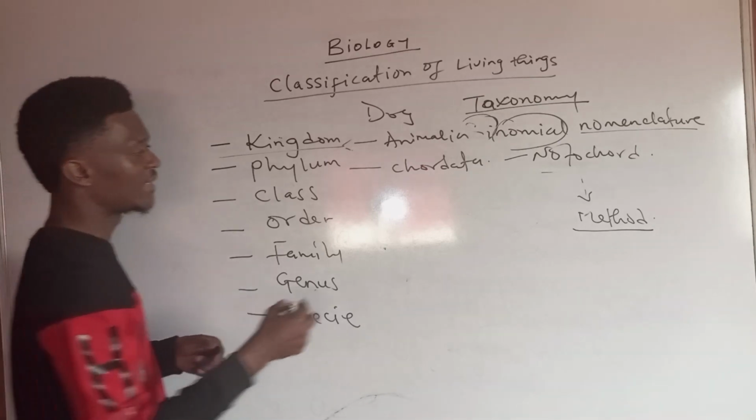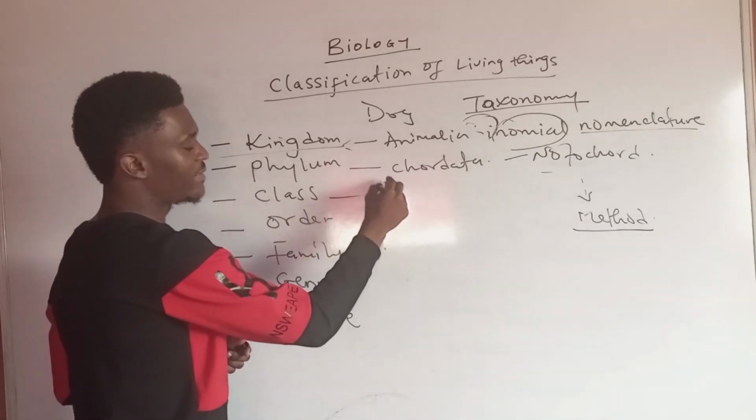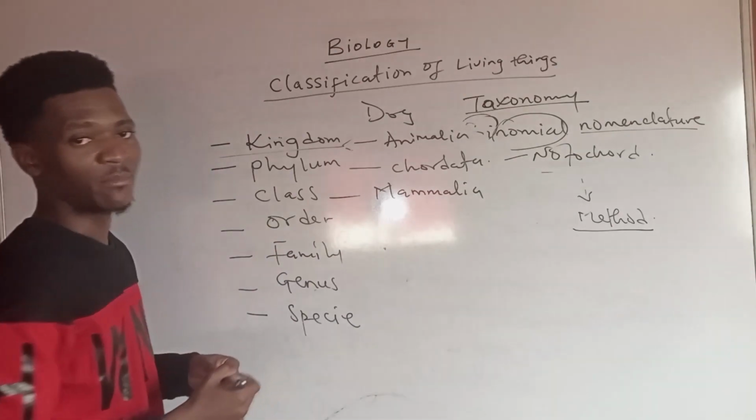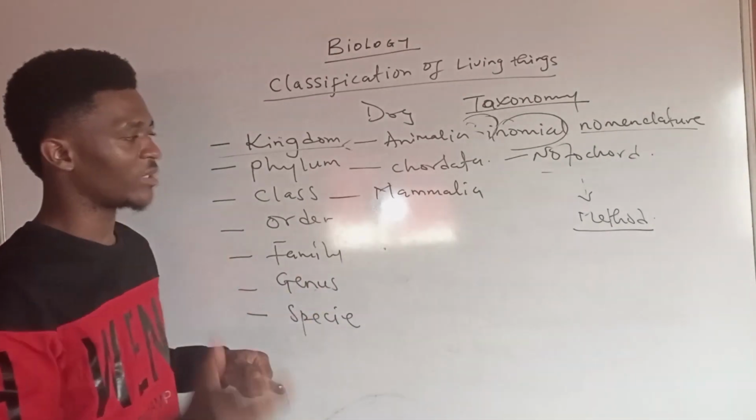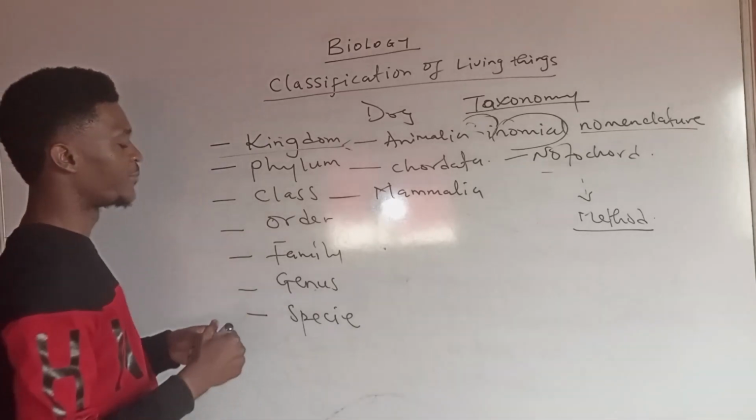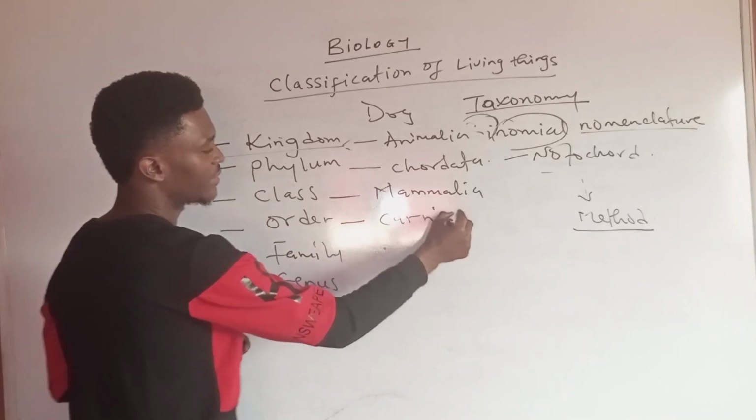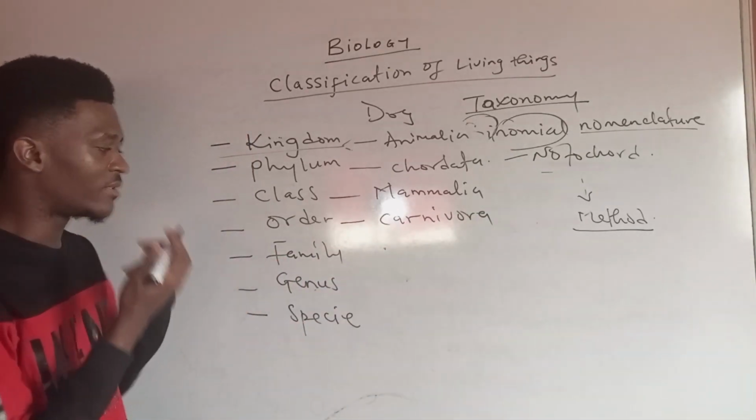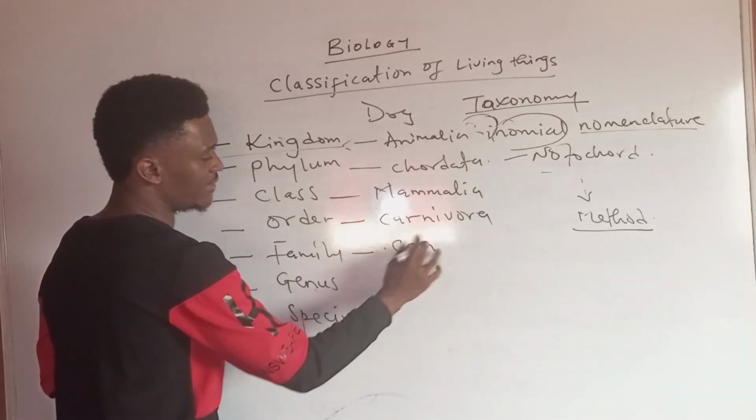Okay? Alright, and then the class of dog is Mammalia, and it is obvious that dog is a mammal, and mammals are simply organisms that tend to give birth to their young ones alive. Okay, and then the order is Carnivora, meaning that they have well-developed canine teeth. Okay, and then we have the family to be called Canidae.